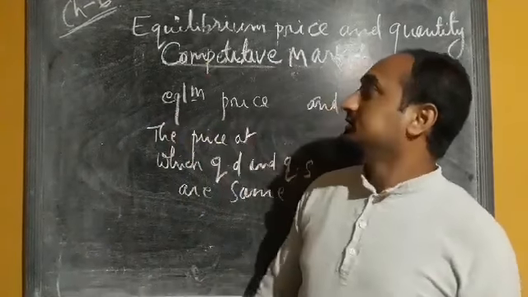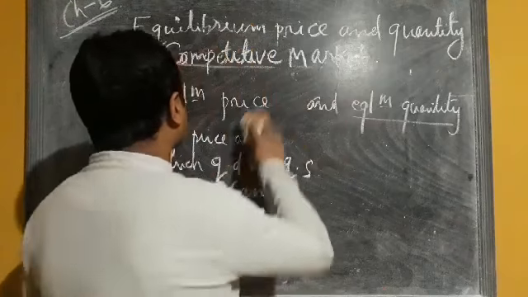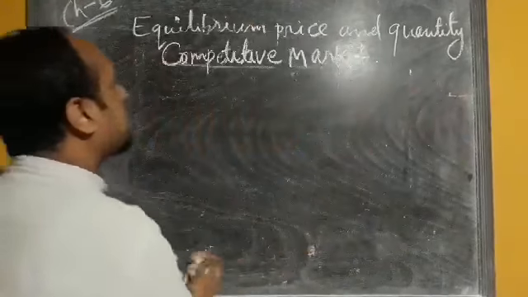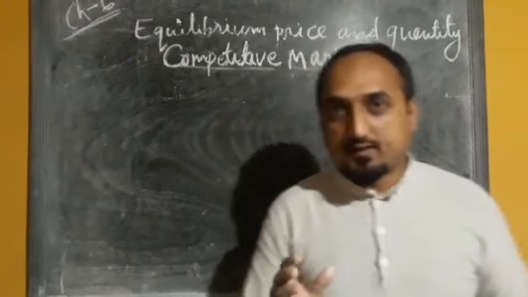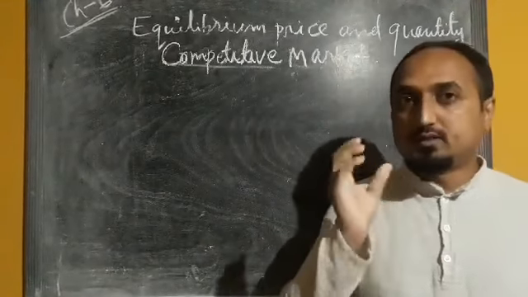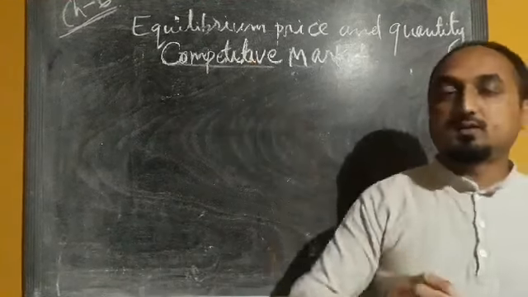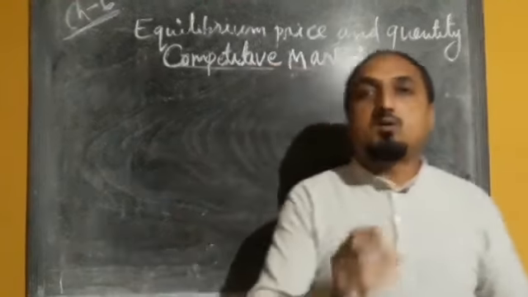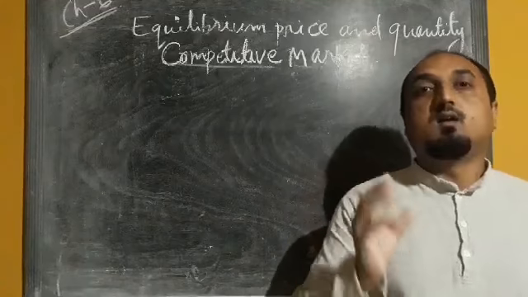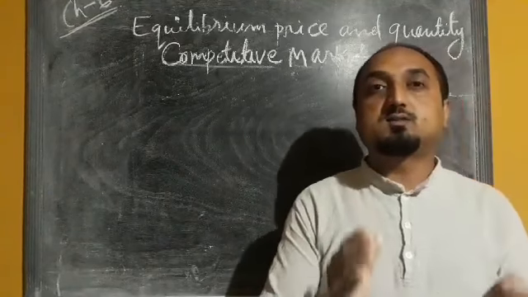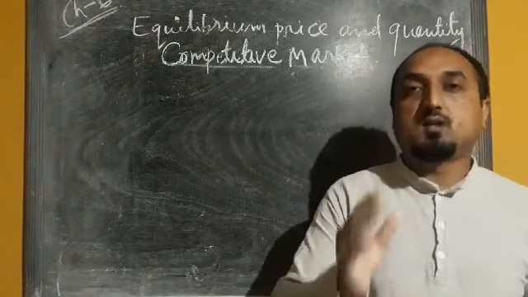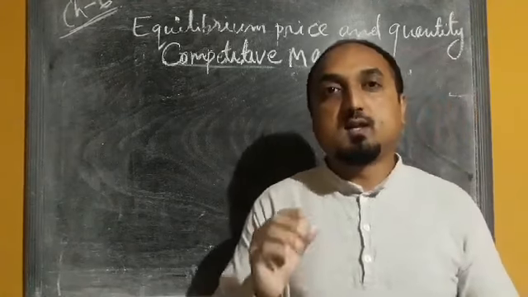Now we are moving towards how to determine equilibrium price and equilibrium quantity in a competitive market. We have already done the different forms of market in chapter number 9, so I hope you have a little bit of idea about the competitive market. In a competitive market, an individual buyer or seller cannot influence the market price. The price of a commodity is determined by the interaction of the market forces of demand and supply.